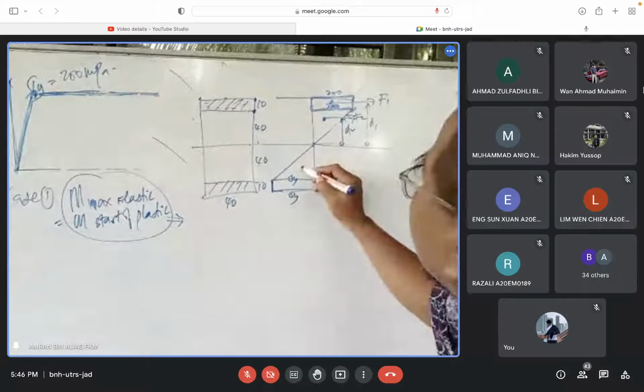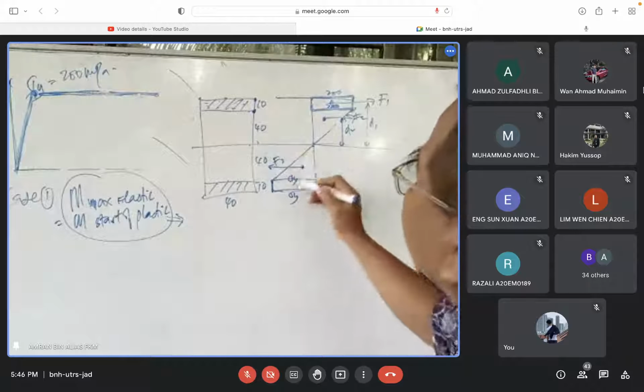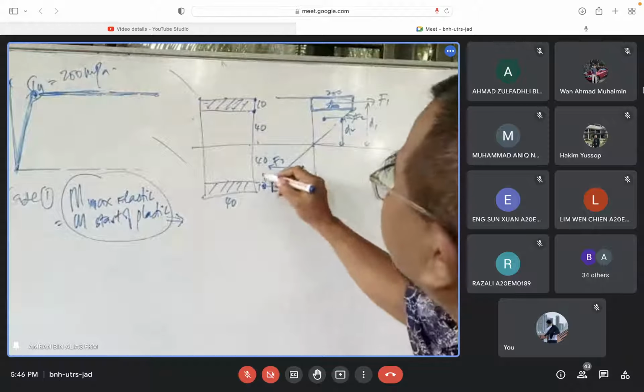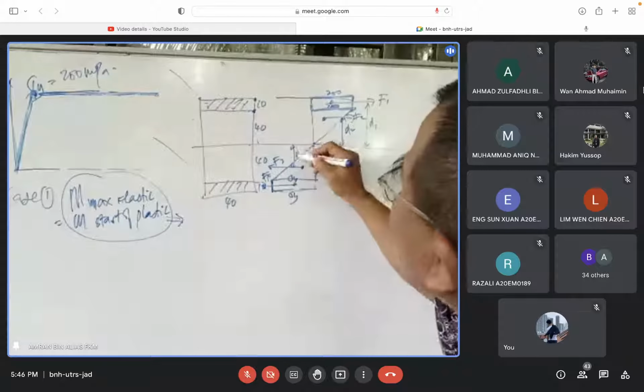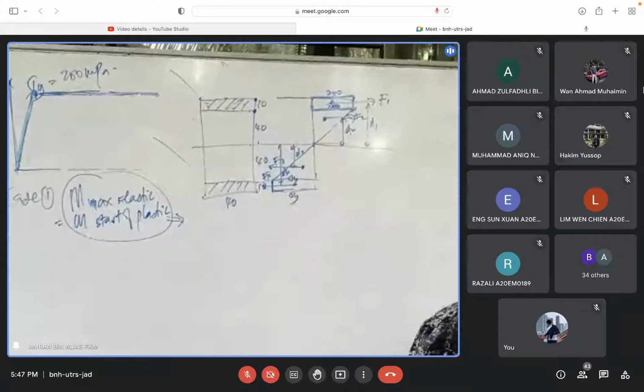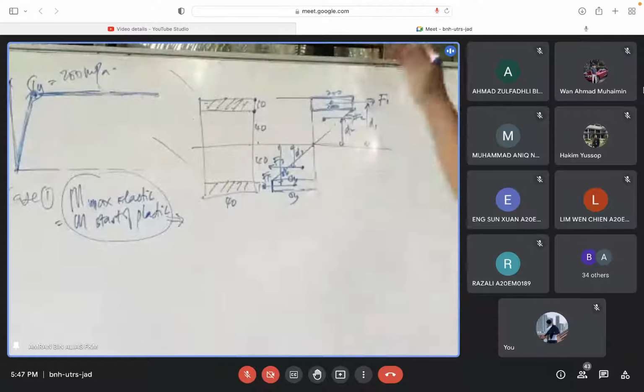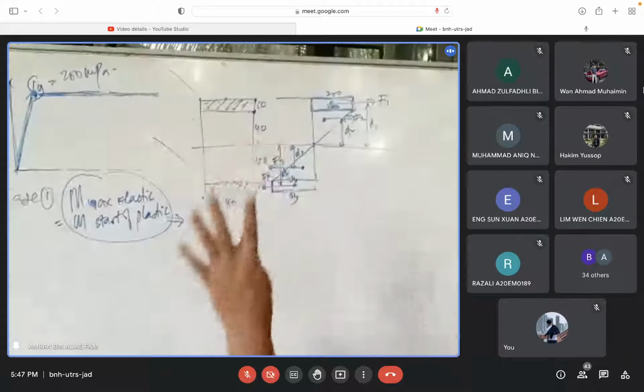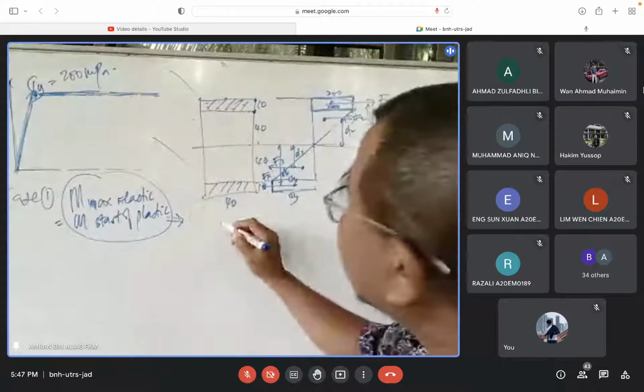Same thing there. There must be F3 there, F4 there, and D3 there, and D4 there. Are you with me, guys? Yes. So because of symmetry, we just calculate one side. So slowly write down.